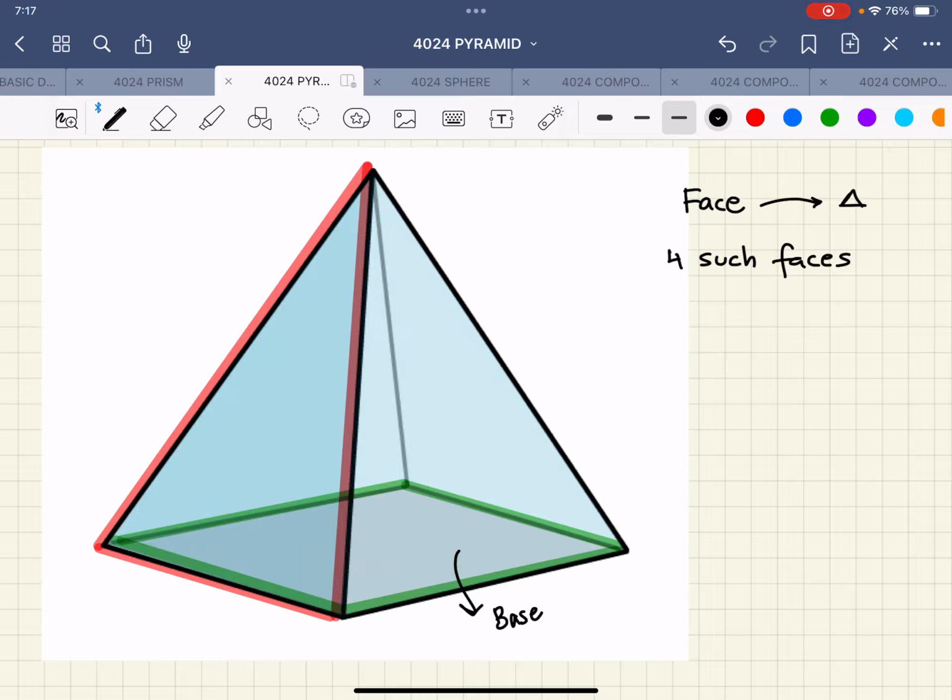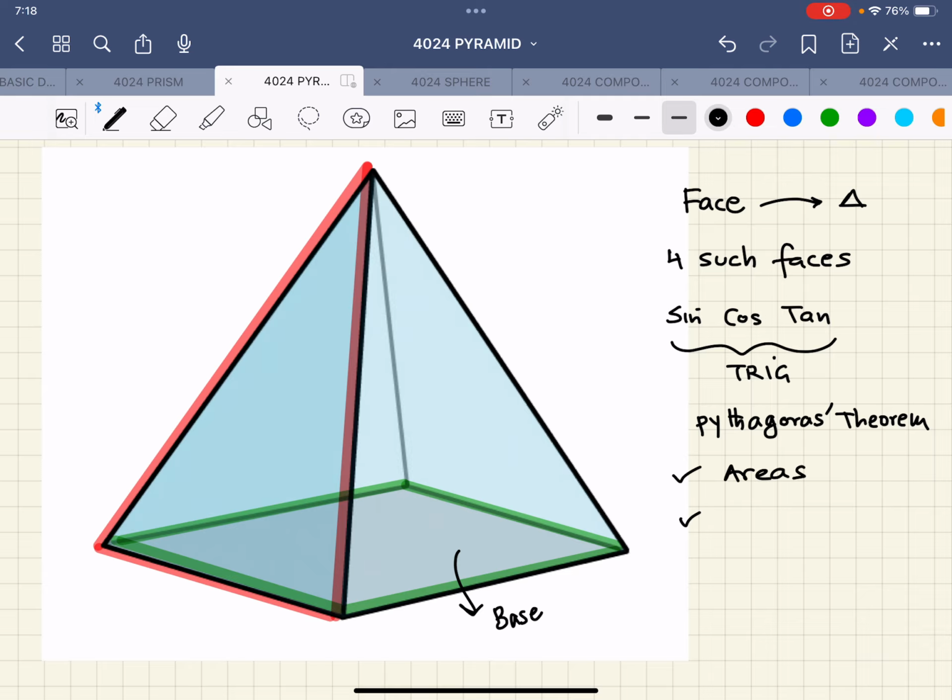That means I can apply sine, cosine, tangent if it's a trigonometry question, or I can apply Pythagoras theorem. And what else is there? Then we will be talking about the areas of all the surfaces. We will be talking about the volume.